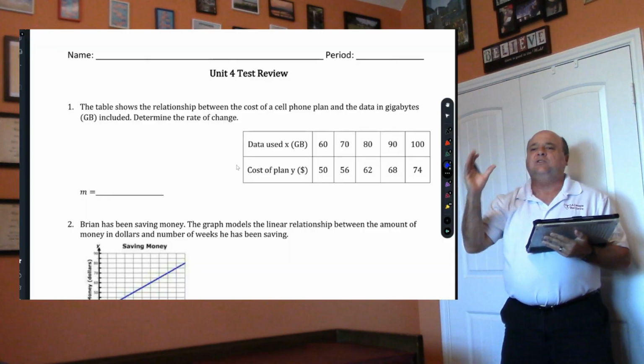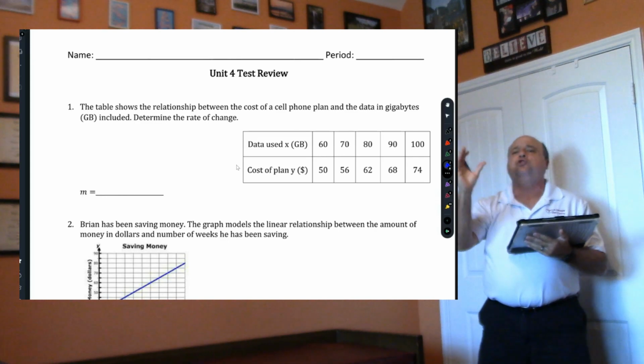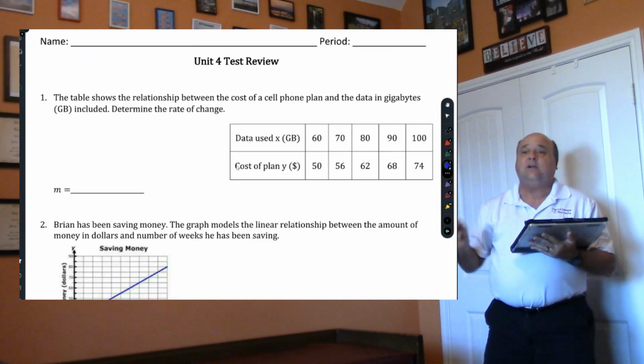This test is about slope and a little bit about domain and range, x and y intercepts. You should do well on this, especially if you remember how to do the calculator.